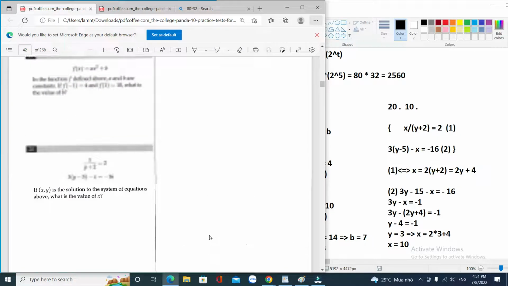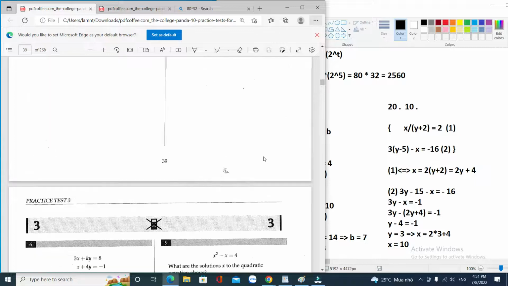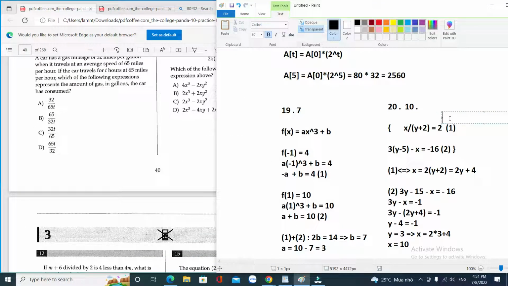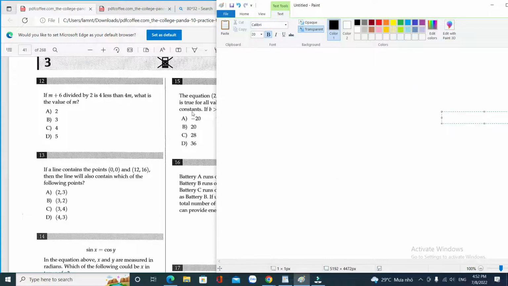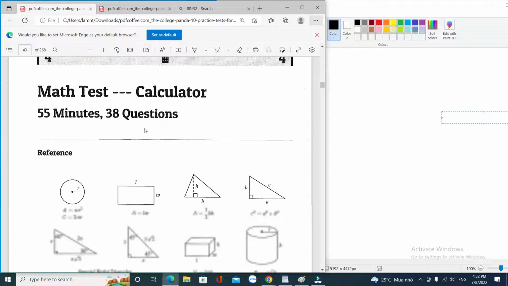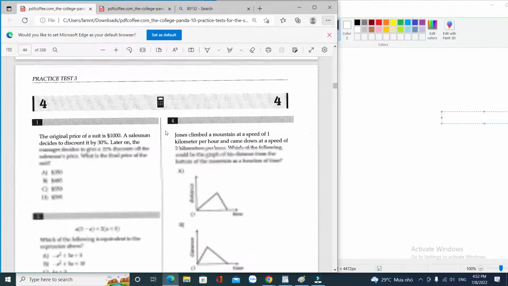Alright, so let's continue with section 4 of test 3. In the last episode we finished section 3 up to question 20, which is the end of section 3. Let's keep going to section 4 of test 3. So here's section 4, so let's go.